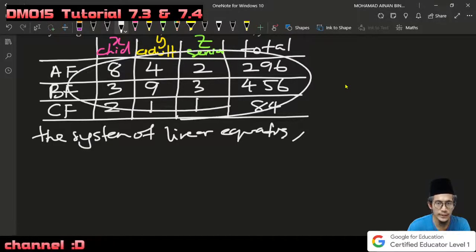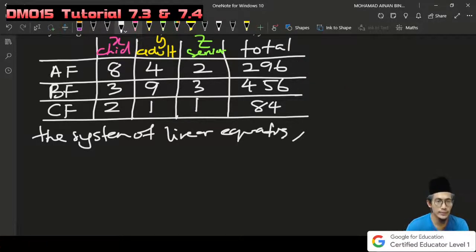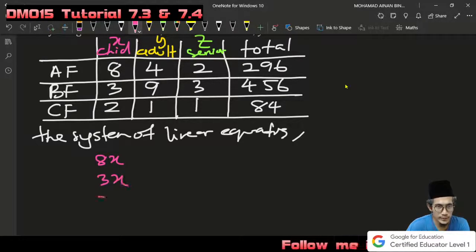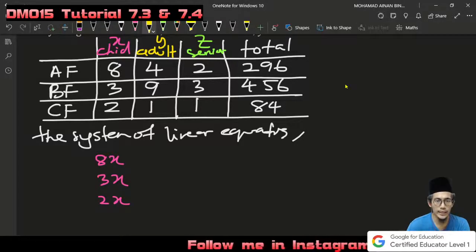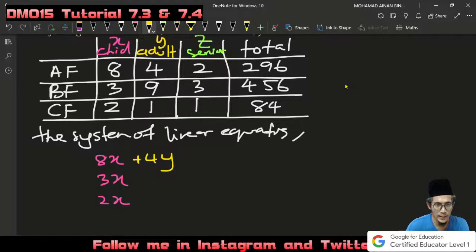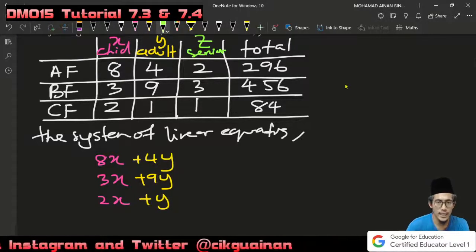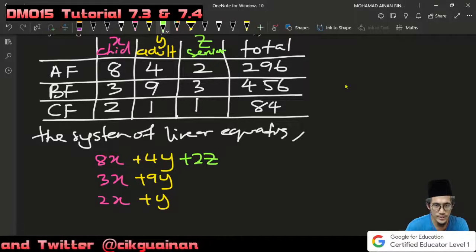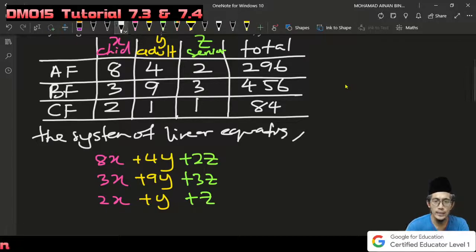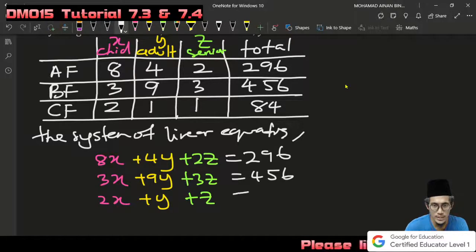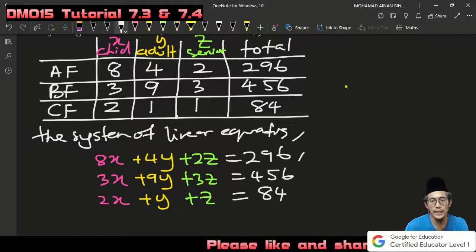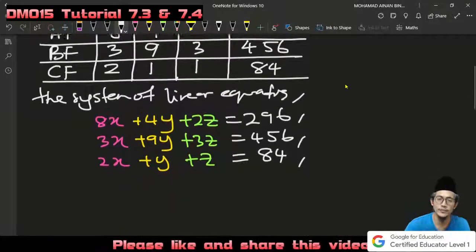The system of linear equations is this: we get the total for each family. I write by color: 8x, 3x, 2x, then plus 4y, plus 9y, plus y, and then z: plus 2z, plus 3z, plus z, and then equals 296, equals 456, equals 84. The system of linear equations is settled.